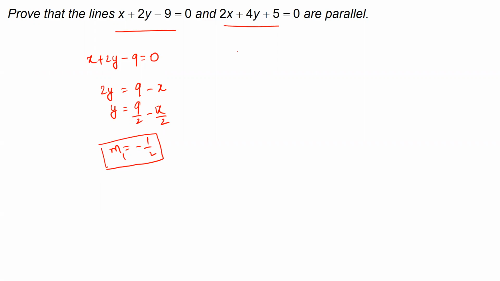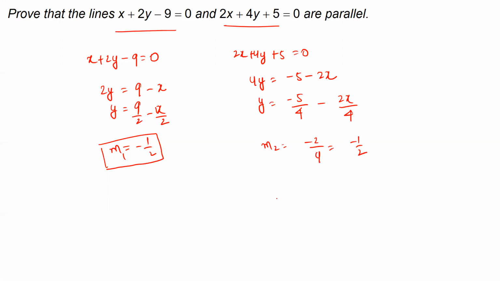Consider this second line. The equation is 2x plus 4y plus 5 is equal to 0. We again make y the subject. So we get 4y is equal to minus 5 minus 2x, so y is equal to minus 5 by 4 minus 2x divided by 4. So the slope m2 is equal to minus 2 by 4, which is minus 1 by 2. You see that these two slopes turn out to be equal. Hence we can conclude that these two lines are parallel because they have equal slopes.